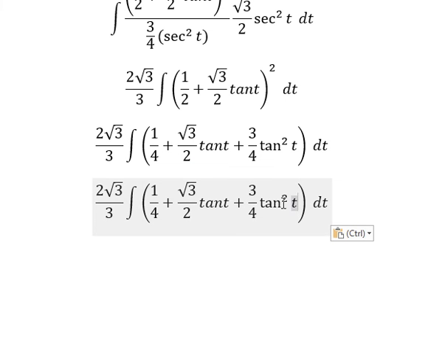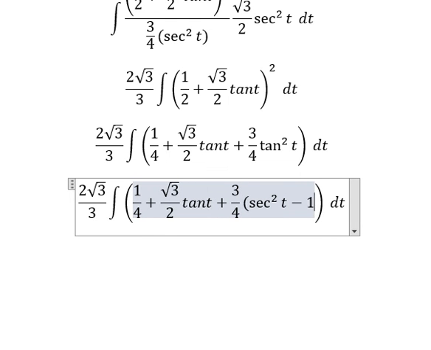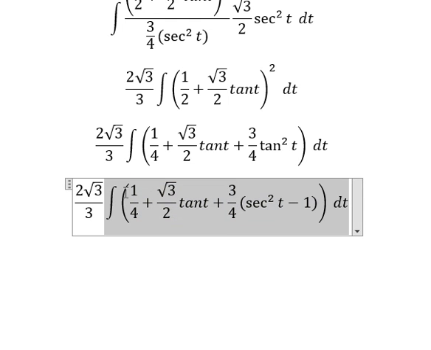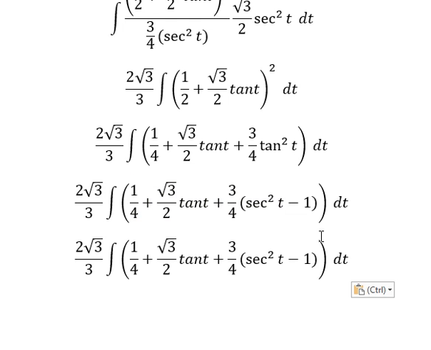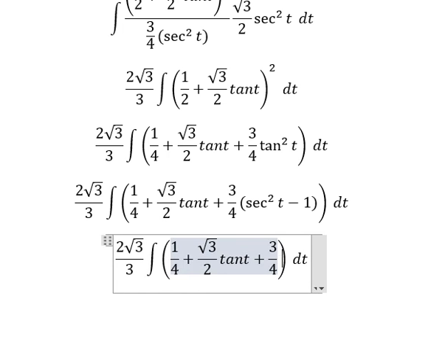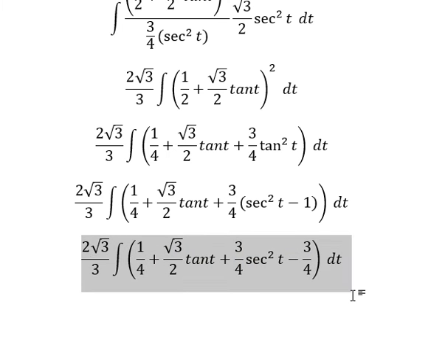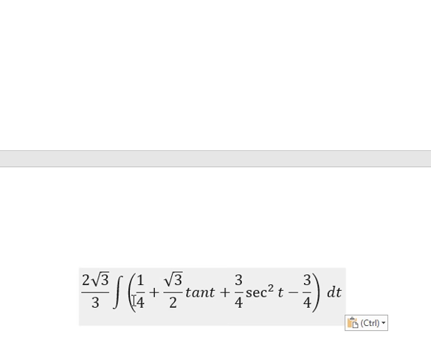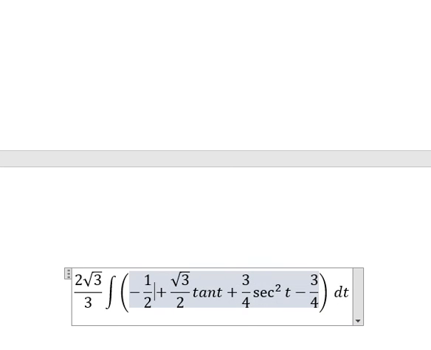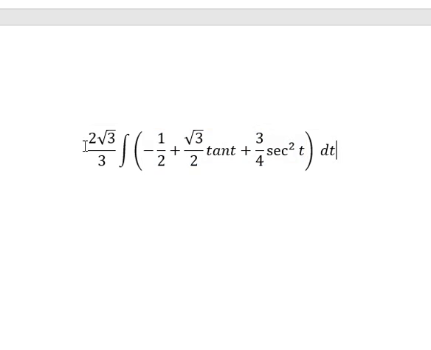Next, about tan t square, we change for secant of t square minus 1. Three over 4 multiplied by secant of t square and number 1. So 1 over 4 minus 3 over 4, we have negative 1 over 2. And now we can get the final answer.